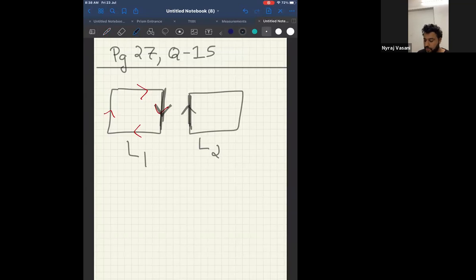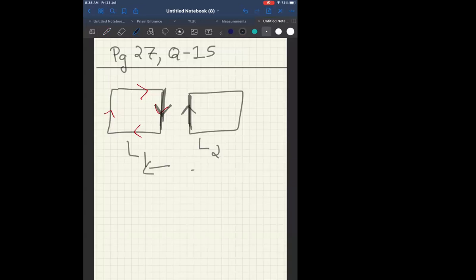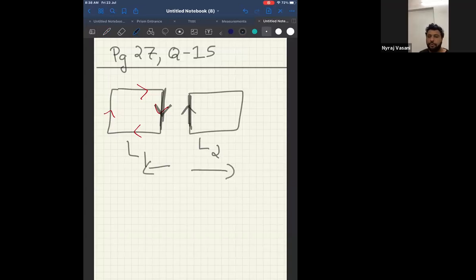Now tell me what happens when two wires carry current in opposite direction. They will repel each other. Therefore, my loop 2 will move away from L1, because according to Lenz's law, first it will oppose the direction of current. Once it opposes it, the currents in both parallel loops will be in opposite direction, and therefore they will repel each other. Therefore, the answer for this will be D. It will move away from L1. Are you getting it? Answer for question number 15.